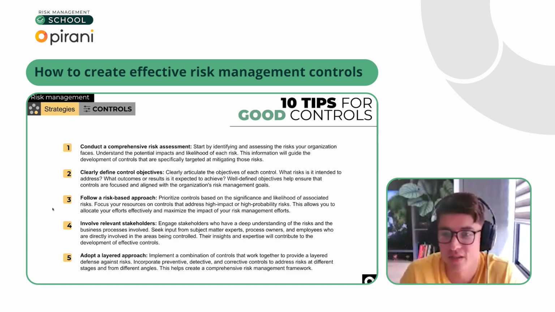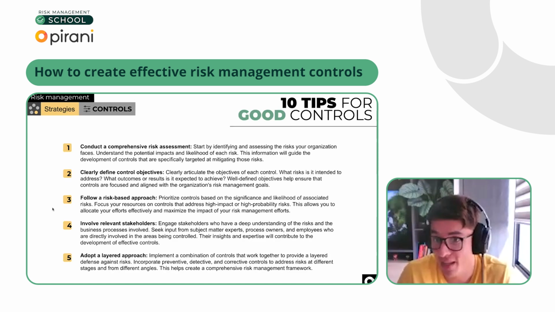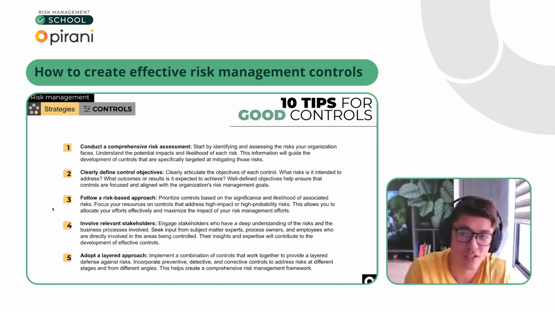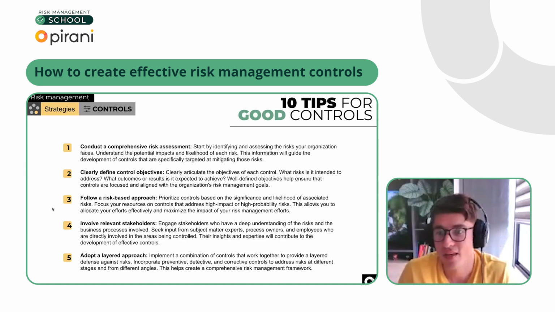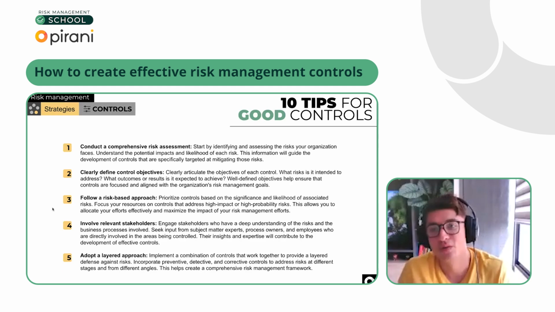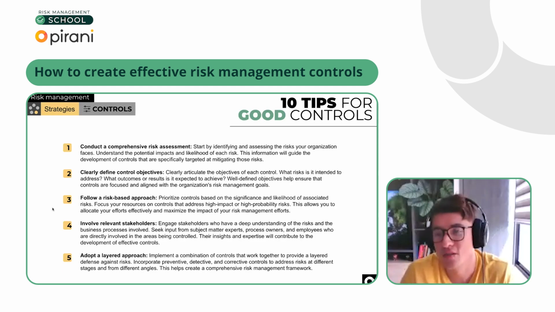Four, involve relevant stakeholders. Remember, we talked about the three lines of defense. No one understands the process and its risks better than the owner of the process. And maybe they also are very aware of the controls that they want to implement. They are talking, they are in that ecosystem. So maybe the talent development people know and have learned about controls in their environment. So talk with them. The risk manager is not going to have all the answers, and that's okay.